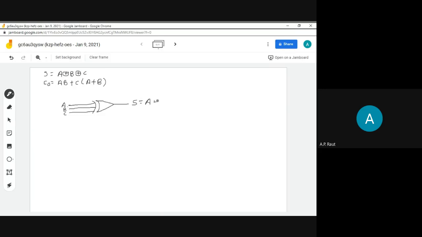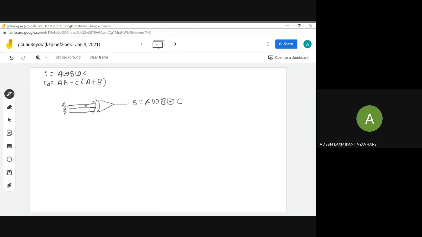Directly write the output, that is A XOR B XOR C. Okay, and that is the equation for the sum. Then next the carry equation. What is the first term?